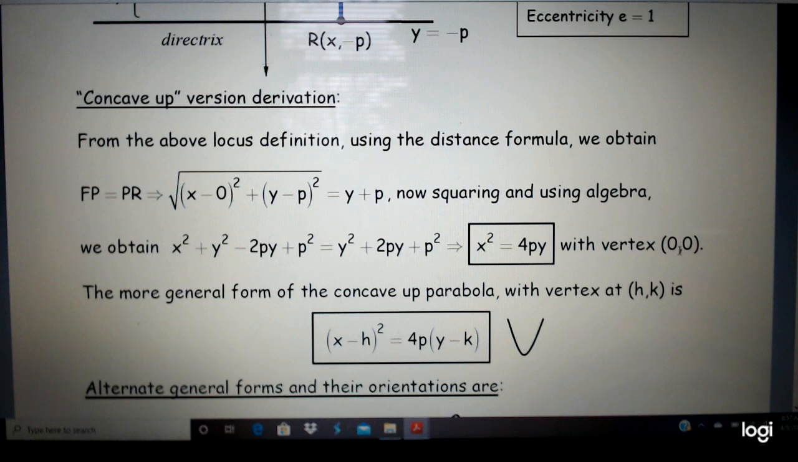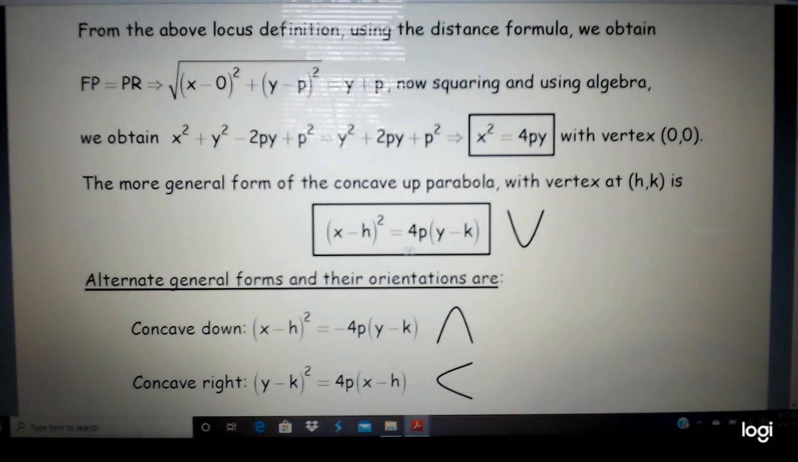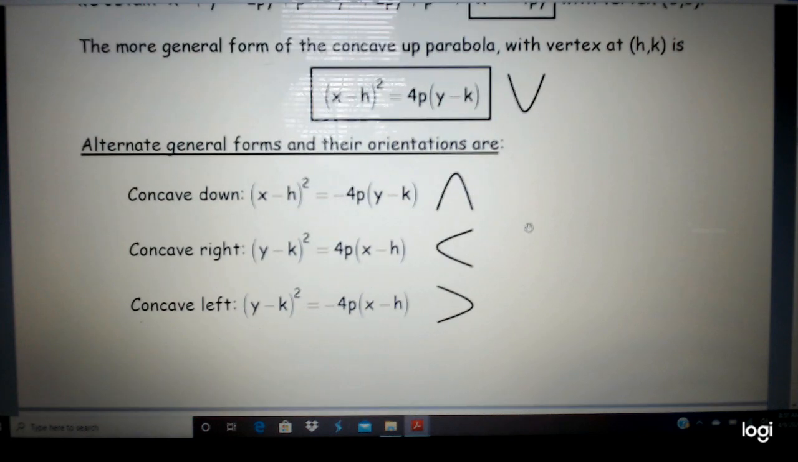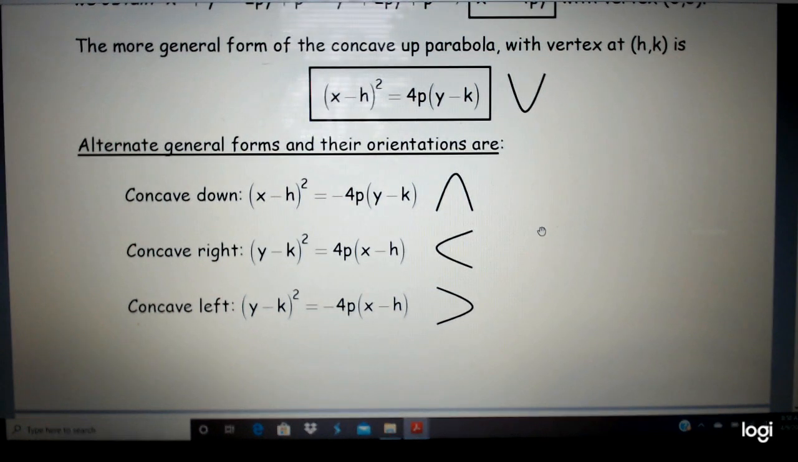So this is the general form of the up, or the concave up, case of the parabola with the vertex at (0, 0). Okay, the more general form with the vertex at (h, k), we just substitute x minus h in place of x and y minus k in place of y. This is the general form. As you can see, there are other general forms depending on the orientation. Notice that the forms with the x term squared are the up and the down type. With the up type, you have a 4p. With the down type, you have a negative 4p. All right, so one of the things we're going to have to do is just identify: is it up, down, or is it left, right?